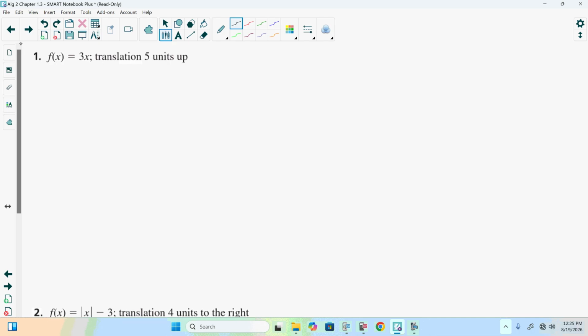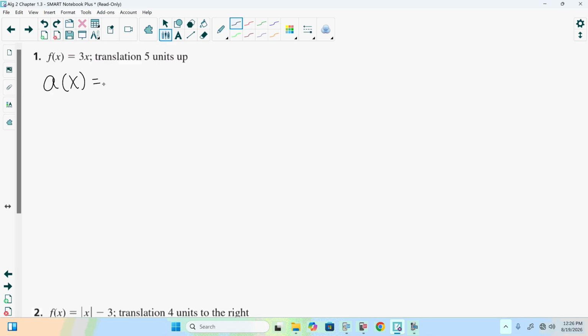F of x equals 3x. We want to translate it up 5. They didn't tell us what to call it. One of y'all give me a letter. Doesn't matter what letter. We'll call this new function a of x.